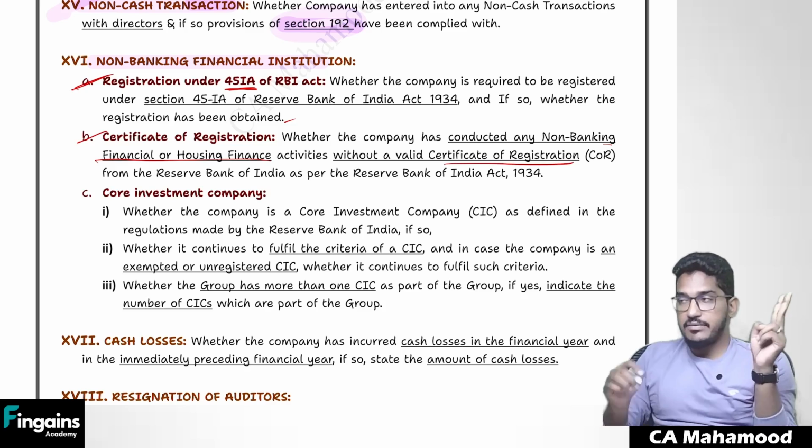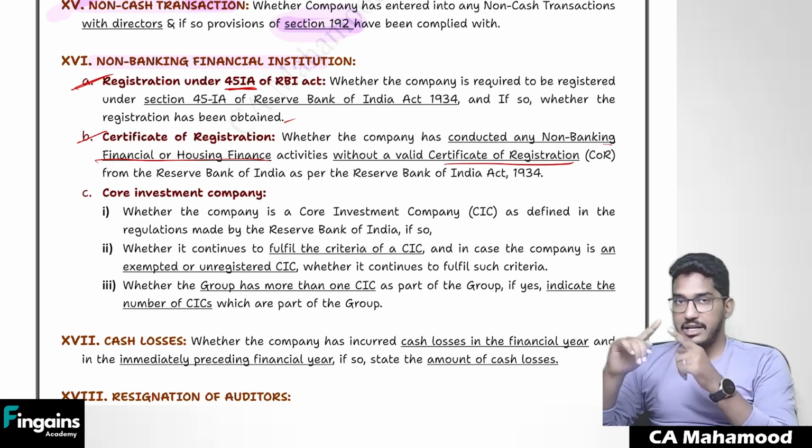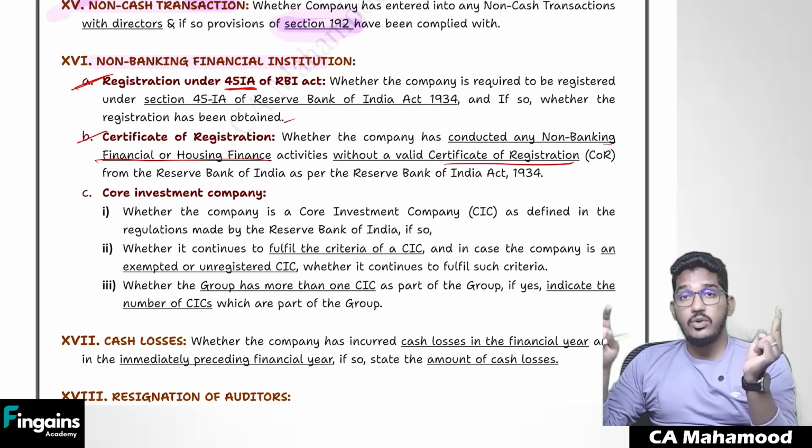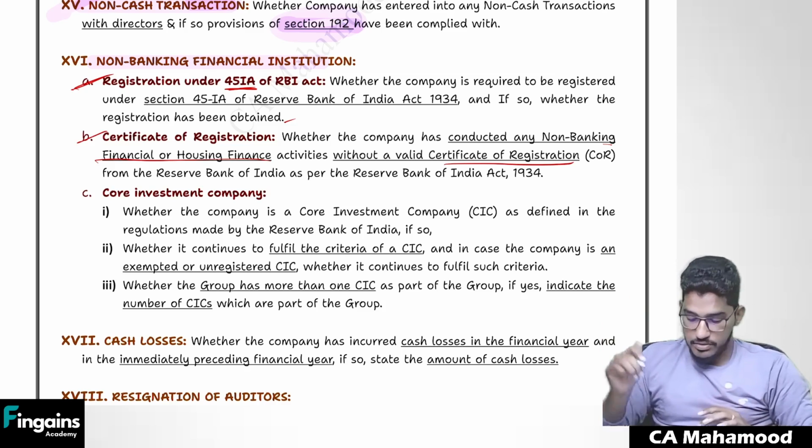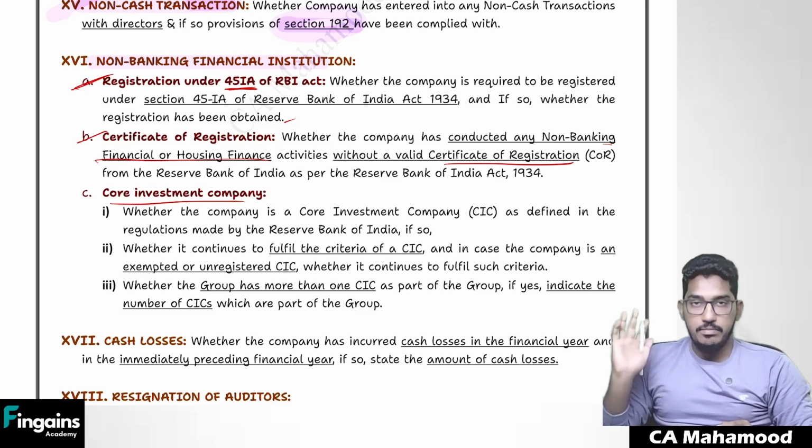So first point, in case they're required to get registration under 45-IA, did they get that registration or not? Second point, without getting a certificate of registration from RBI, is your client company doing any non-banking housing or financial operations? And core investment company.